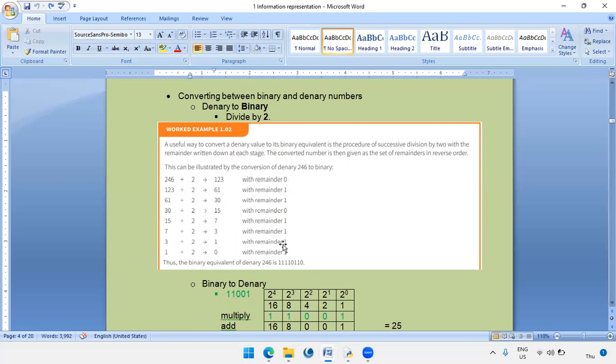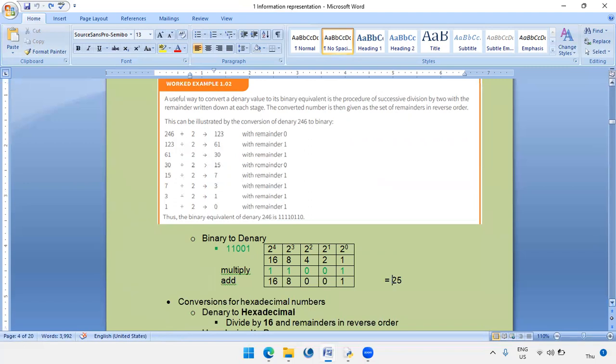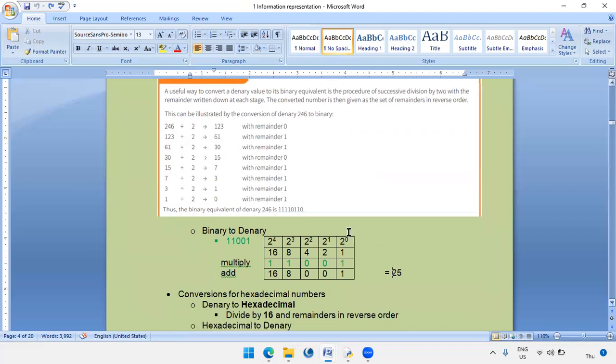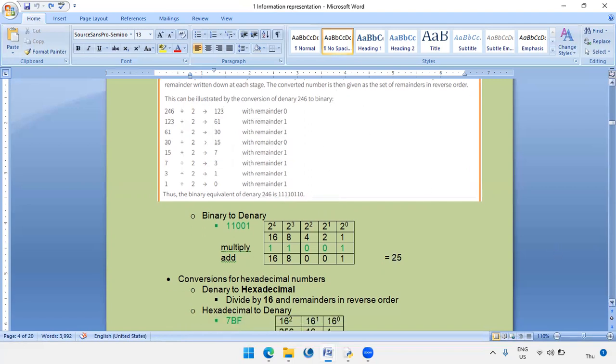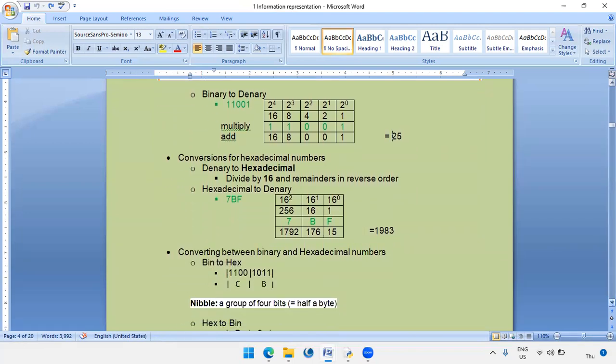So the answer, if you take it this way, 4 ones will come first. 1, 2, 3, 4 ones. Then 0, 1, 1, 0. That is the answer. So now you can also pause the video and see whether you can convert any denary number to binary. Then how do you reverse it, converting a binary number back to denary?